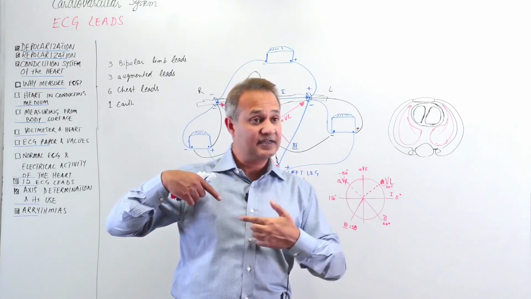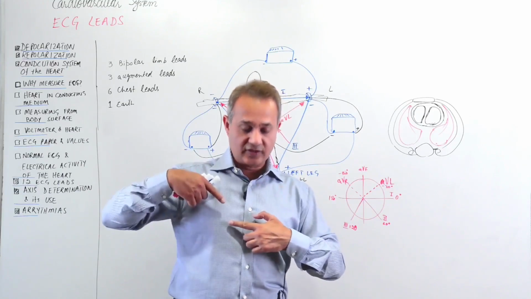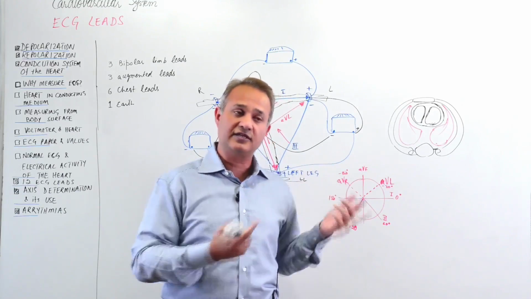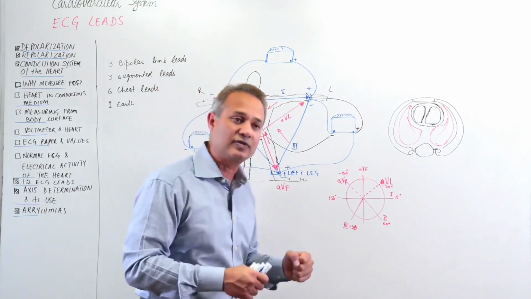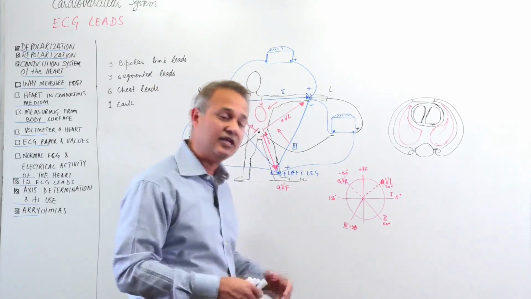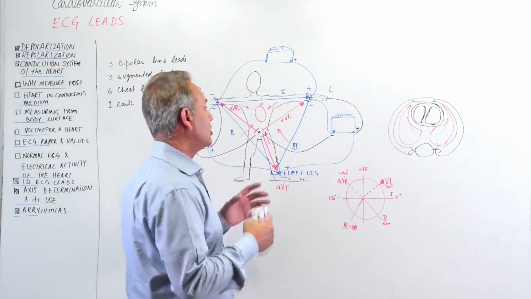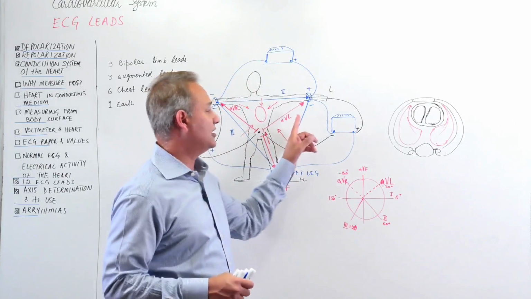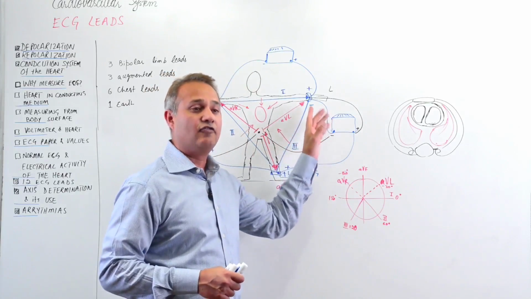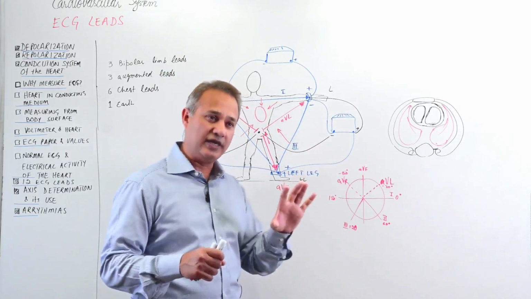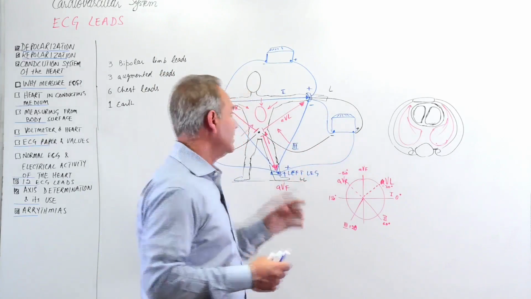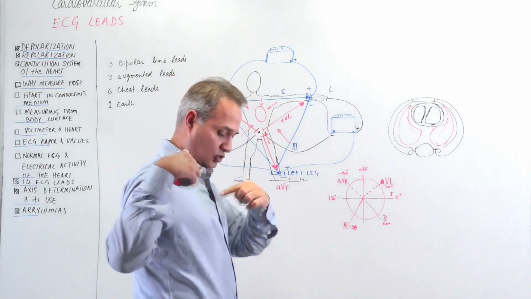If the current goes this way, then this is going to see that as positive and this is going to see that as negative. That is why AVR is usually not used. It is not used because it doesn't provide us useful information. It is not used because that information can be extrapolated from AVL, from lead 1, and from leads 5 and 6 as well. So that is why it is a lone, forgotten lead, but it is there. It looks at the heart from the top right side.